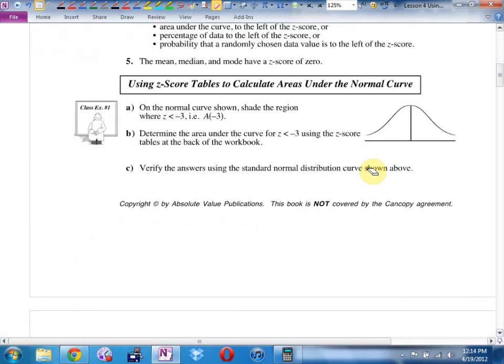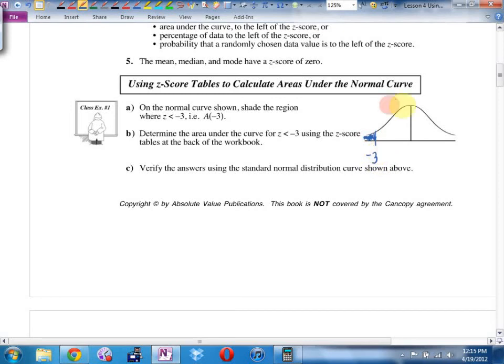So generally when they give me a Z-score question, I will almost always do a quick little sketch. I've learned if I take the 1 second to do that, it gets rid of most of my mistakes, the dumb ones. It says, on the normal curve shown, shade the region where Z is less than, to the left of -3, which we would also write area of -3. What number did you say this is? 0. -3 would be over here somewhere. Draw that. And I would say we want this area here.